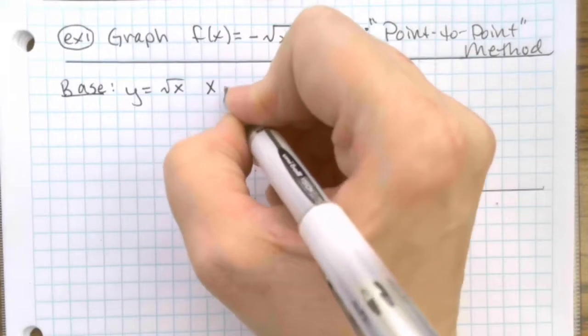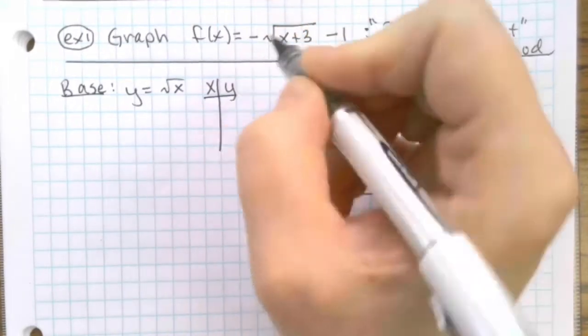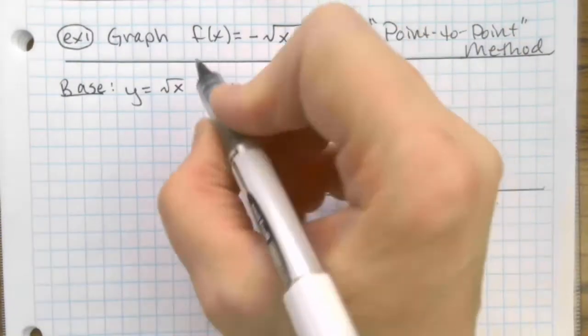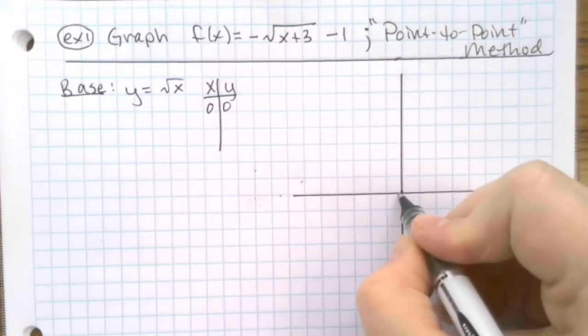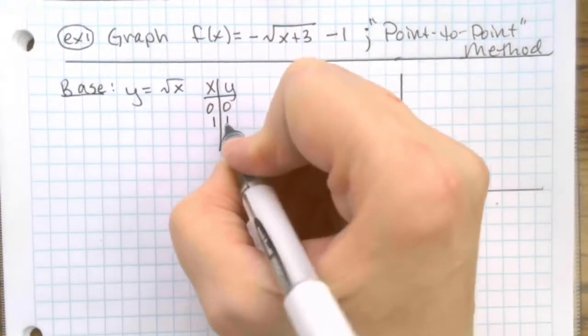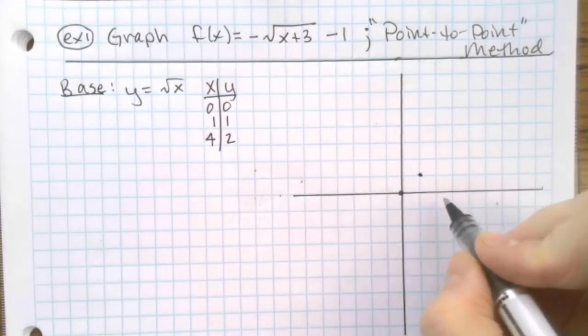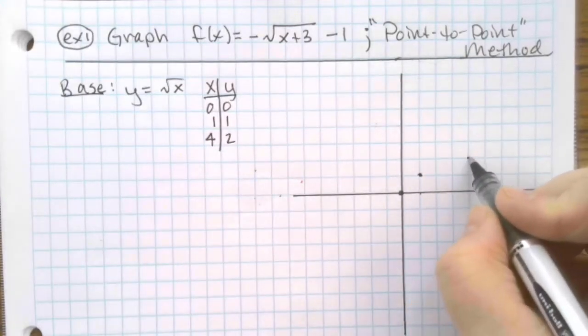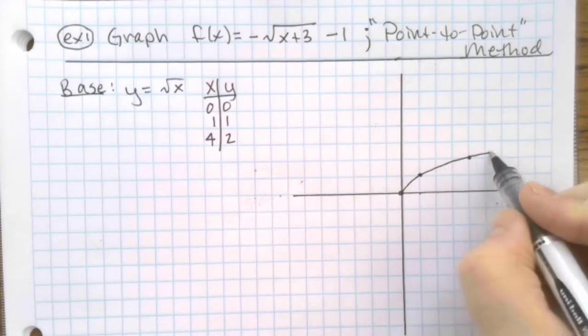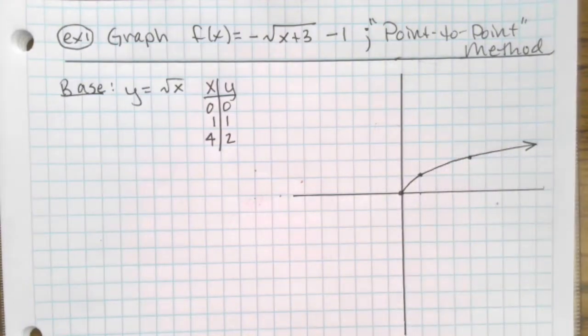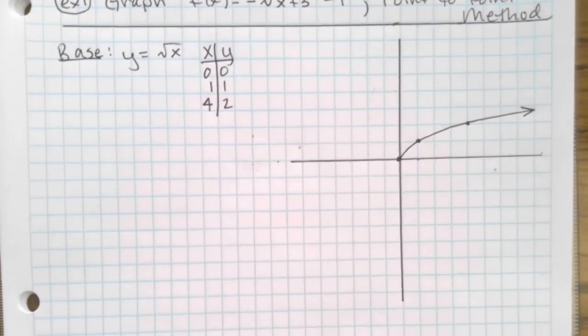So for the base graph, and again, you just kind of have to memorize this, 0, 0 is the endpoint. And then 1, 1, and of course square root of 4 is 2. So 1, 1, and 1, 2, 3, 4, up 2. And I'm not going to label the points on the graph today because it's going to get a little messy before we're done.